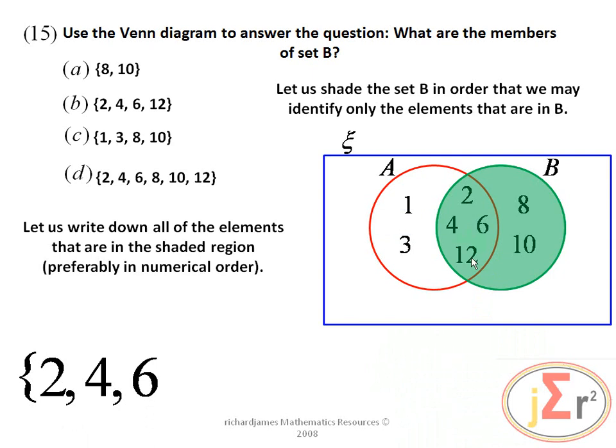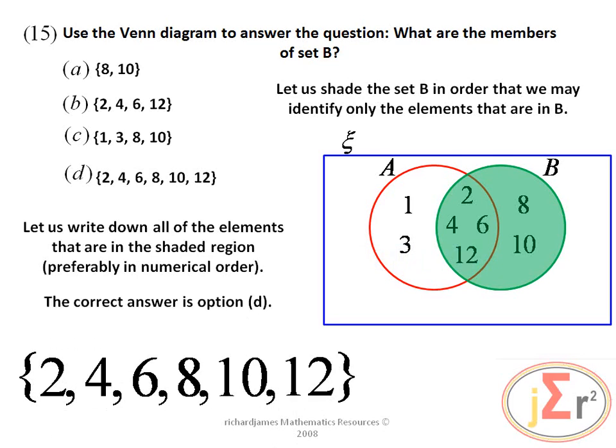We do not put 12, right? Because we have a number that is smaller than 12. So we put 8 first. And of course, 10 is also smaller than 12. We put 10 next. And then finally, we put 12. Okay. The correct answer is option D.